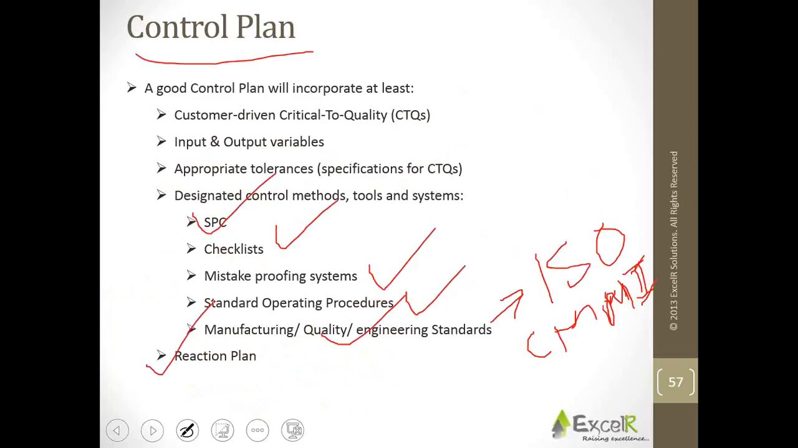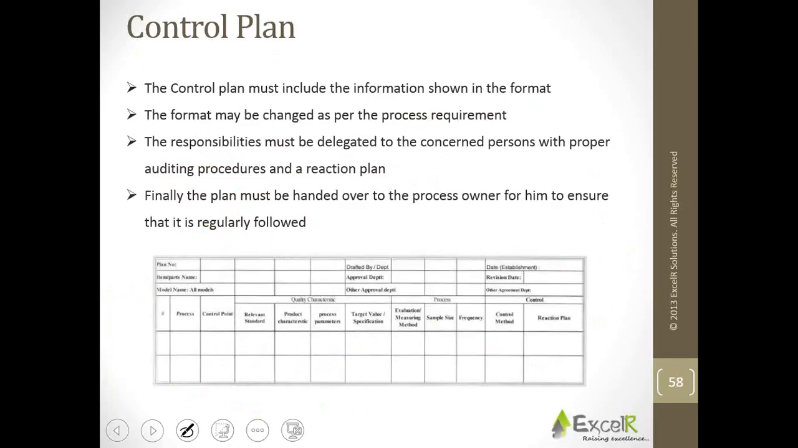And the reaction plan. What are you going to do if something goes wrong? How do you react to a situation? That is the reaction plan. A control plan must include the information shown in this format basically. And this format is not something that is written in stone. This format tends to change over a period of time. The responsibilities must be delegated to the concerned person with proper auditing format and reaction. Finally, this plan you are going to hand over to the process owner, and you'll ask him to follow this regularly.